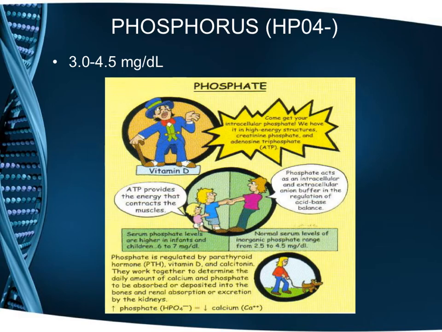Phosphorus, or phosphate, is important to cells for energy, metabolism, cell membranes, DNA, oxygen delivery, and as an acid-base buffer. Phosphorus and calcium have a reciprocal relationship, so if one is elevated, the other is decreased. The parathyroid gland controls the hormonal regulation of phosphate via the parathyroid hormone.